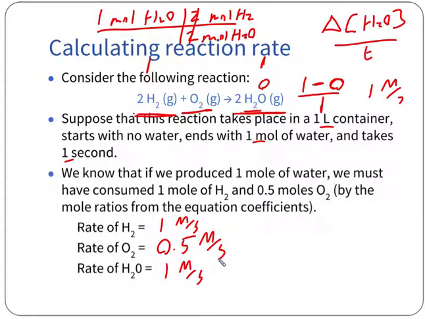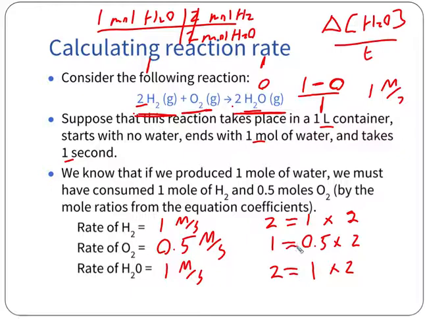Take a look at these rates: 1 to 0.5 to 1. Look at the coefficients: 2 to 1 to 2. But if you take the 1 and the 0.5 and the 1, and you multiply them all by 2, guess what you get? 2 to 1 to 2.